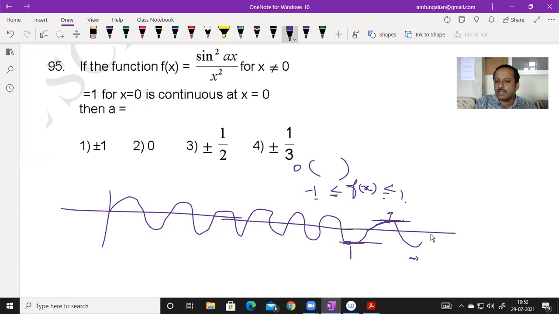0 into that value between minus 1 and 1, that product will become 0. It is not becoming infinite. X is becoming infinite, not sine 1 by x. X is becoming 0, so 1 by x is becoming infinite. Sine of infinity is also something between minus 1 and 1. We don't know what is its exact value, but it is some number between minus 1 and 1. So 0 into that will be equal to 0.